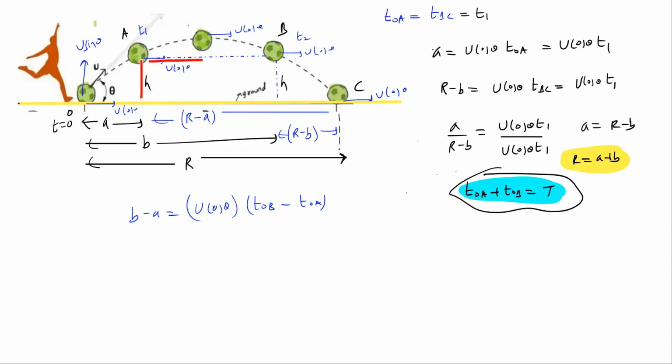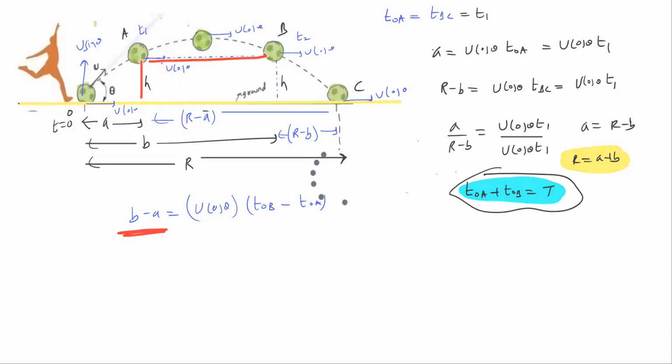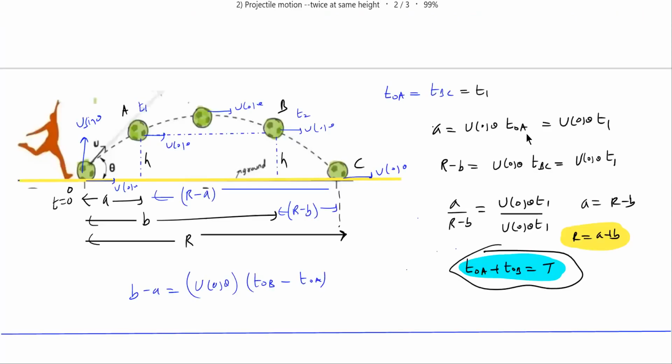So then what are other equations we have? The time taken to move from O to A plus O to B equal to time of flight. This we already derived in the previous topic. So in projectile motion, all these conditions are very, very important, which you should remember.